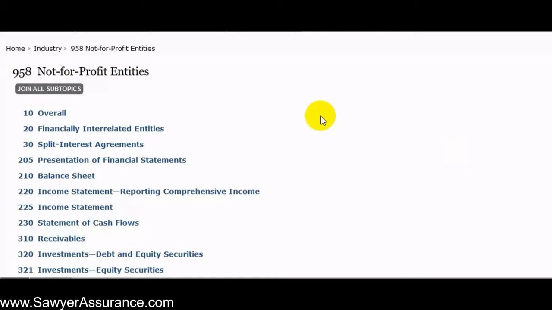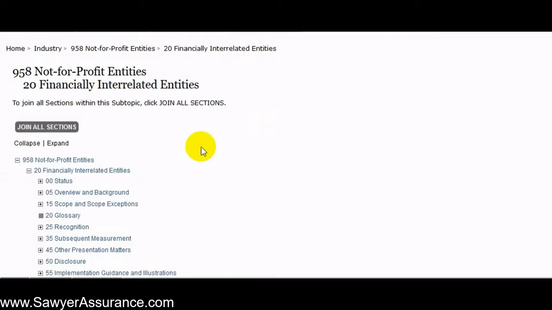Okay, here we will be continuing our discussion of topic 958 and subtopic 20, financially interrelated entities. Up until this point, we have discussed what types of entities are considered to be financially interrelated and therefore fall within the subtopic, and that was in the scope section. We've also determined how to recognize transactions between financially interrelated entities and also subsequently measuring those transactions. For instance, at the end of the period, what should the balances of the accounts be for financially interrelated entities. And now we'll look at other presentation matters.